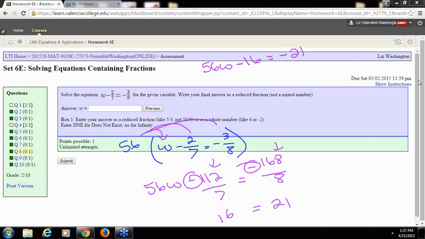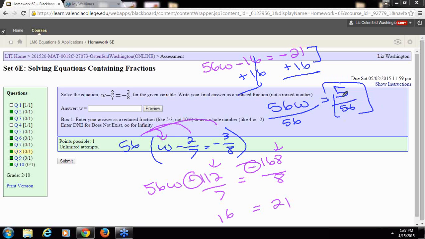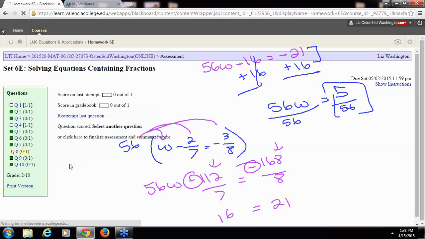In order to complete this problem and get W by itself, I need to move the negative 16 by doing positive 16. That cancels, leaves me with a 56. W equals, these signs are different, so I'm going to subtract, and the difference between 21 and 16 is 5. To get W by itself, I need to divide by 56. I cannot simplify that fraction anymore, so I'm going to type that in. 5 divided by 56. I'm going to preview it and submit.